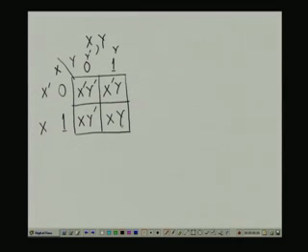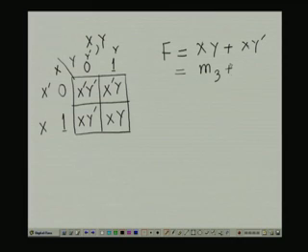Now, say I have one function f equal to x y plus x y bar. This is a sum of product form. So, the min terms are: x y means 1 1, this is m 3, and x y bar means 1 0, that means m 2. These two min terms are there.